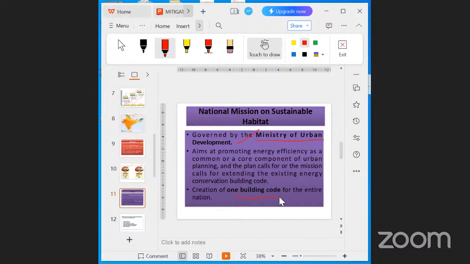So which means as of now, we have a specific set of codes that has to be fulfilled while creating or constructing different buildings. So especially in urban areas, right?